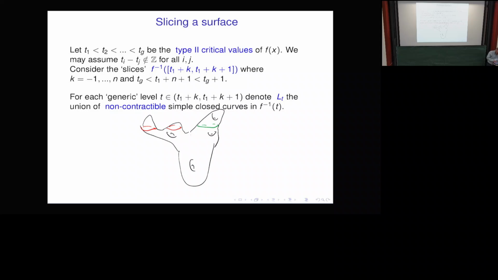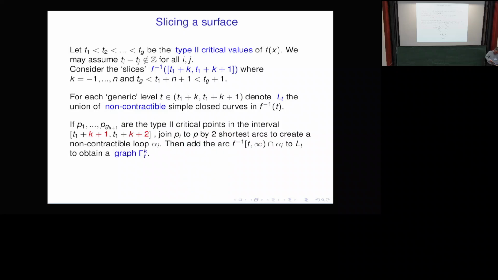So this is good, right? In this example, I have only one, and these are not good. These I ignore because they are contractible, right? So when I define my graphs, I only care about the non-contractible curves in a level set. Okay, and now how do I make my arc, my graph?